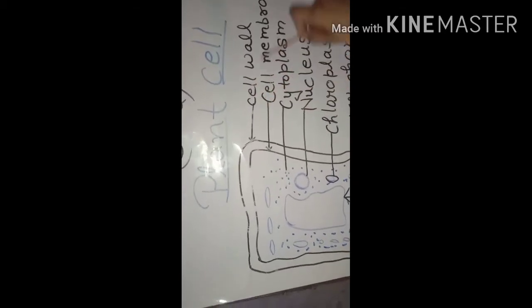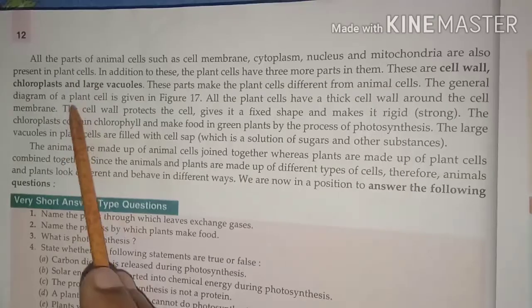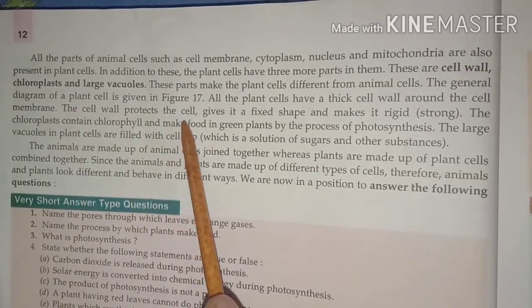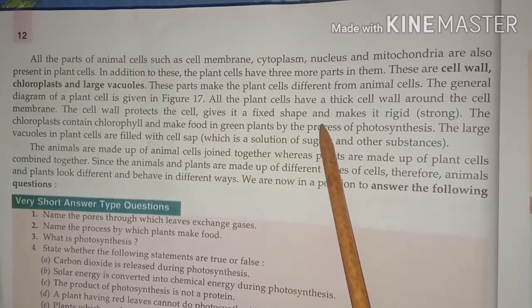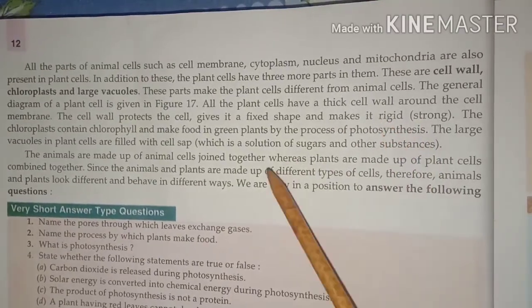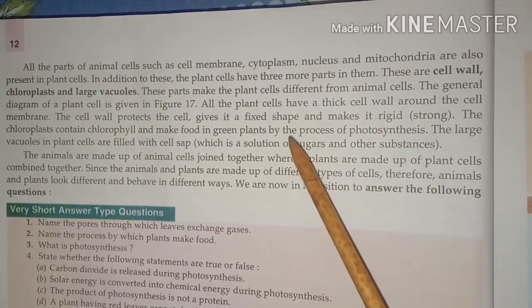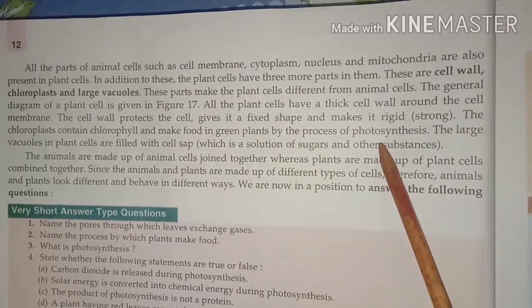The part that surrounds the cell membrane is known as the cell wall. The cell wall protects the cell, and its function is to protect the cell, give it a fixed shape and make it rigid. Rigid means strong. What does the cell wall do? Cell wall fixes the shape of the cell and makes it strong.